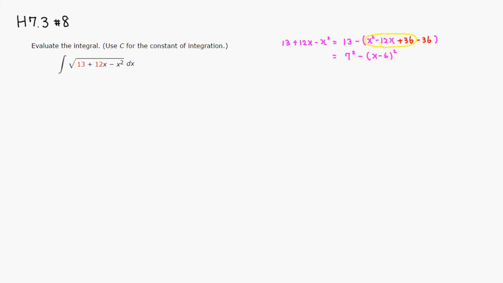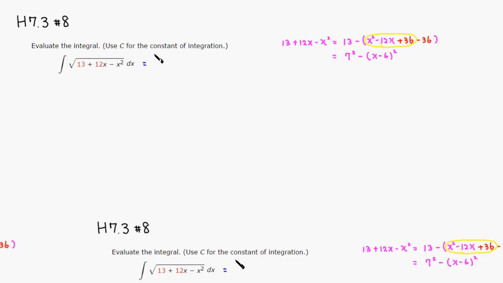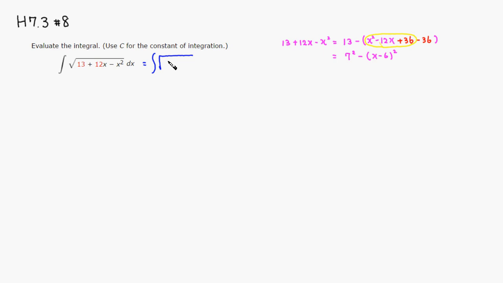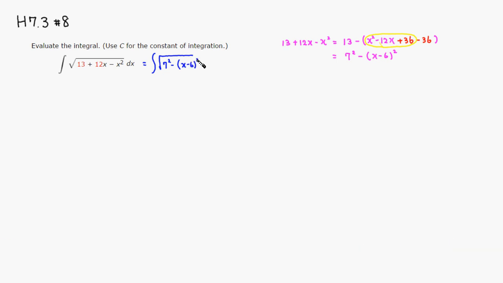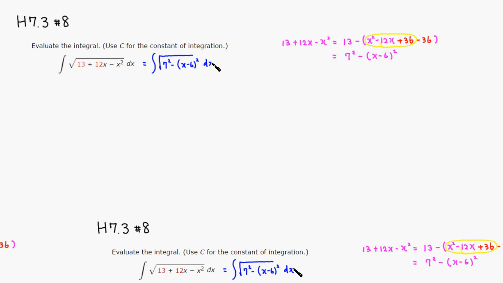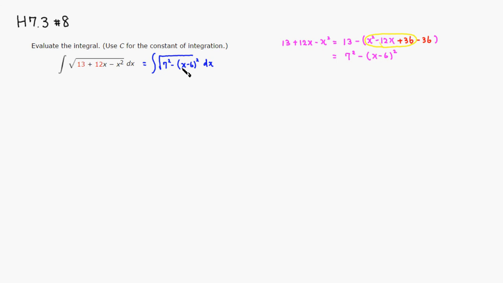So we can rewrite this as the integral of the square root of 7 squared minus quantity x minus 6 squared dx. Now we can use a substitution. We're going to let x minus 6 be 7 sine of theta.